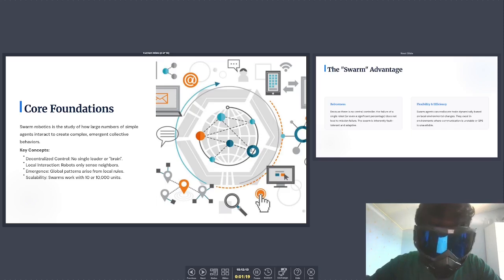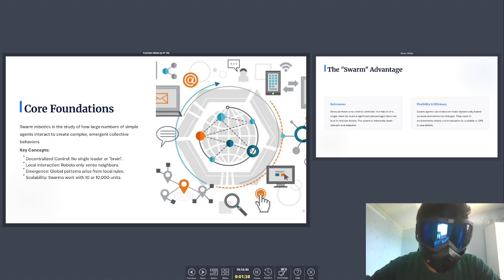What is the core foundation of swarm robotics? Well, the core foundation for swarm robotics is that we study a large number of simple agents that interact with the environment in a smart collective behavior.